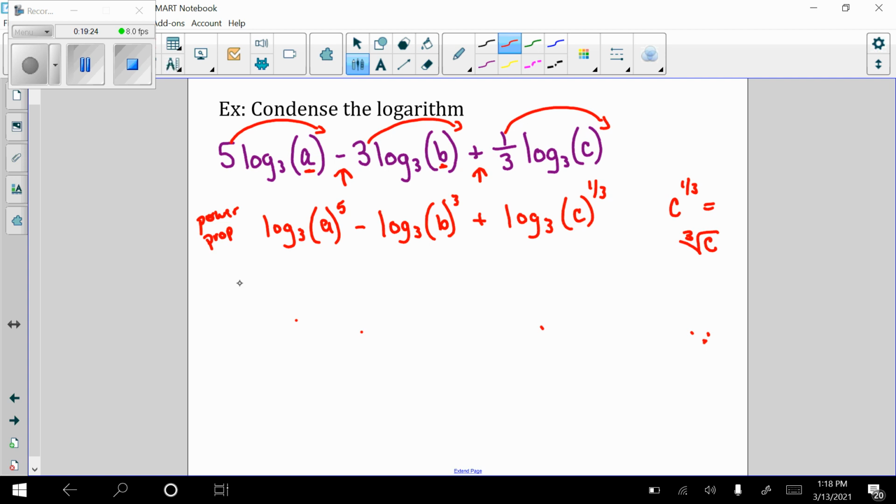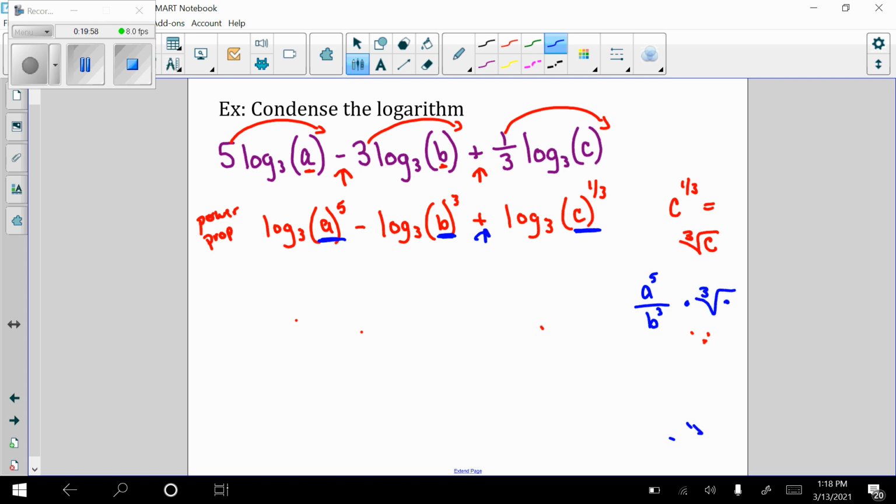Okay, so what I like to do on these is go off to the side and figure out my order of operations. What's going on with my a to the 5th, my b to the 3rd, and my c to the 1/3. So I go off to the side and calculate. So I have a to the 5th, subtraction is going to become division, b to the 3rd, and that's going to be a times, since this is addition right here, c to the 1/3, or the cube root of c.